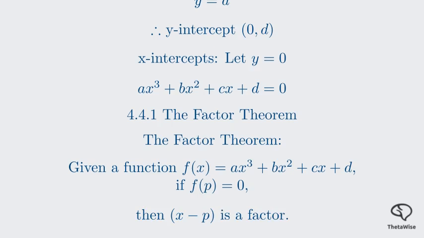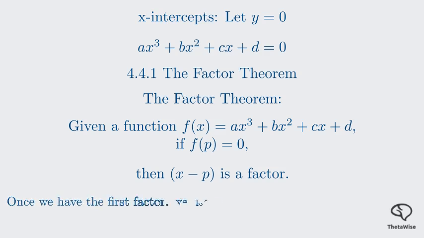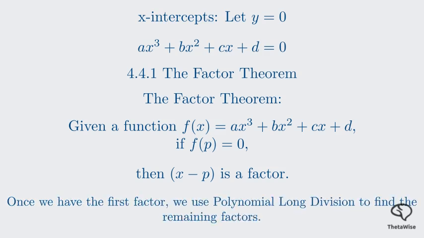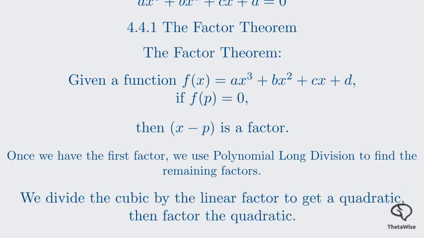So what's next? To find the remaining factors, we use a method you've seen before: polynomial long division. We will divide our original cubic polynomial by the linear factor we just found. This division will result in a quadratic expression, which we can then factor using methods we already know, like the splitting the middle term method.